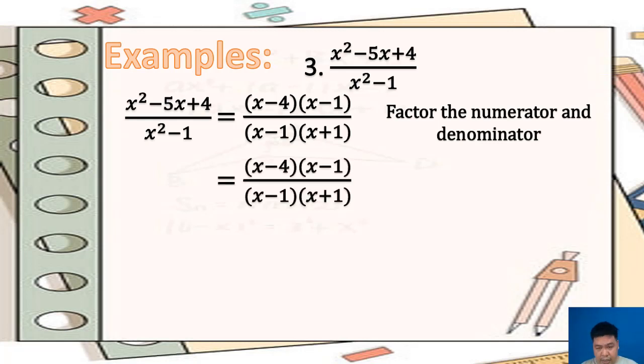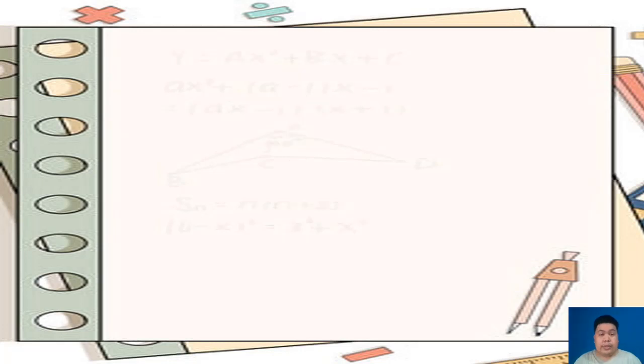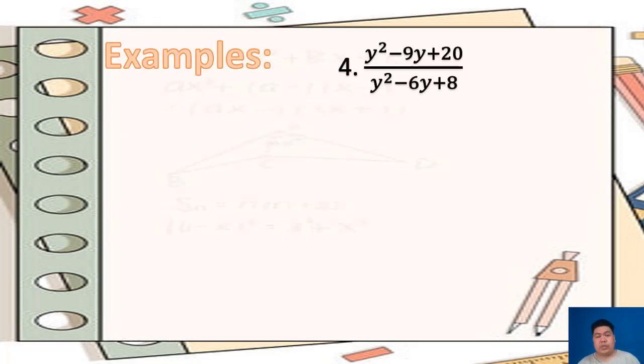For the second step, we cancel or reduce the fraction. So we need to cancel x minus 1 from the numerator and x minus 1 from the denominator. Then for the last step, rewrite the remaining factor, which is x minus 4 for the numerator and x plus 1 for the denominator. That is our answer.